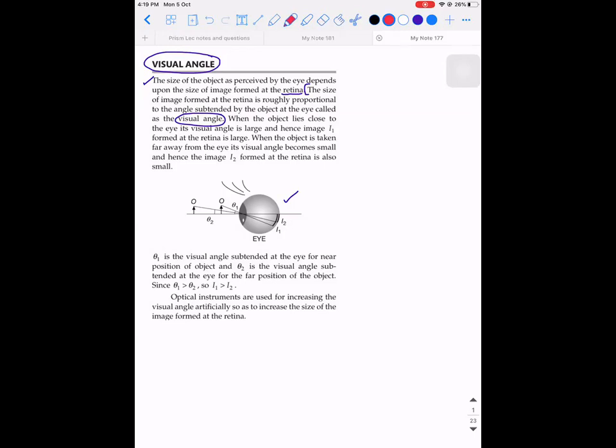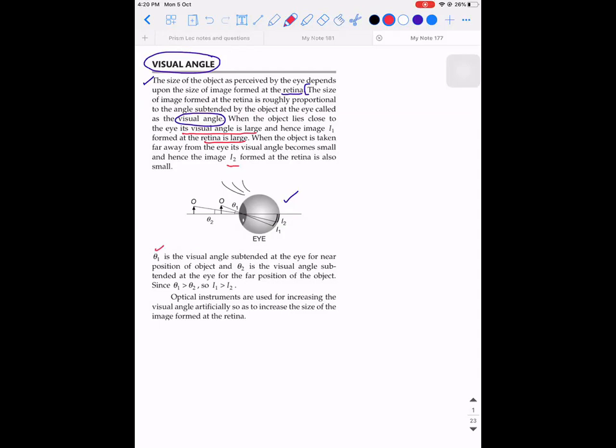So when the object lies close to the eye, its visual angle is large, and hence the image I1 formed at the retina is also large. Whereas when the object is taken far away, its visual angle becomes small, and hence the image I2 formed at the retina is also small. I hope it is clear, guys. So here mathematically, whatever I explained is there.